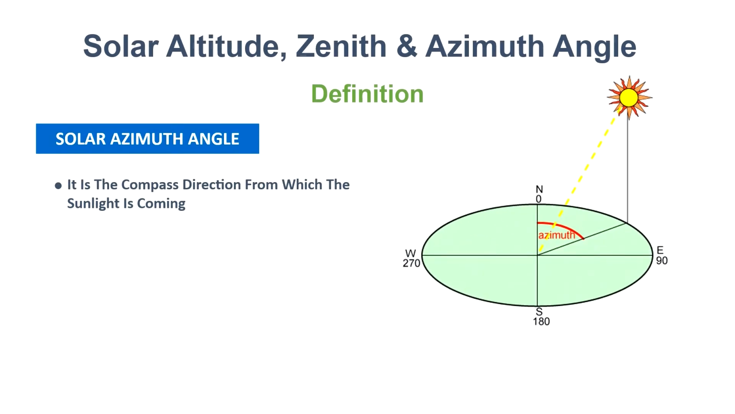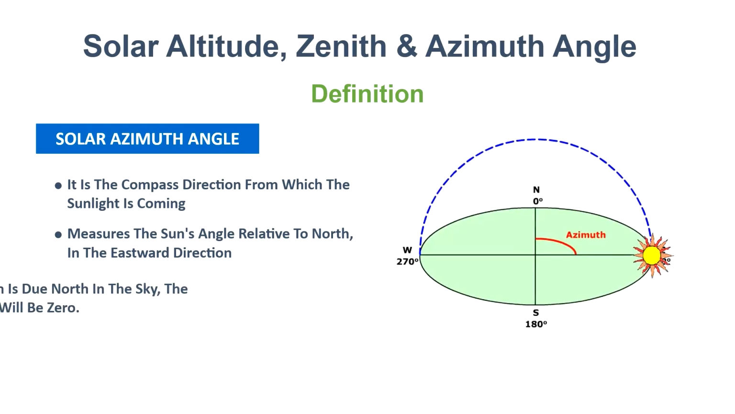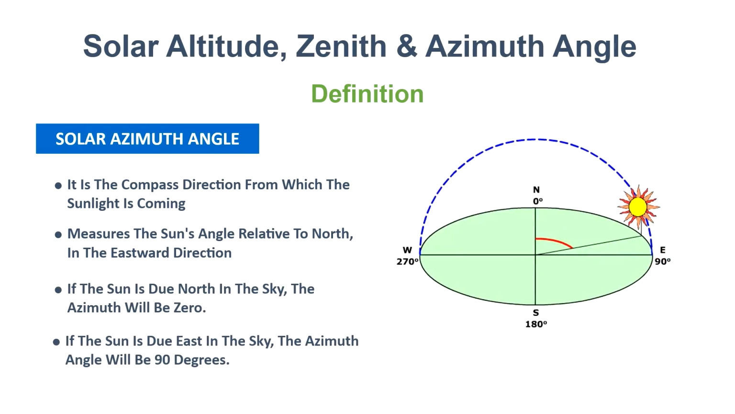Next is the azimuth angle. This is the compass direction from which the sunlight is coming. In other words, azimuth measures the sun's angle relative to the north in the eastward direction. As you can see here in this sketch, if the sun is due north in the sky, the azimuth will be 0. If the sun is due east in the sky, the azimuth angle will be 90 degrees.